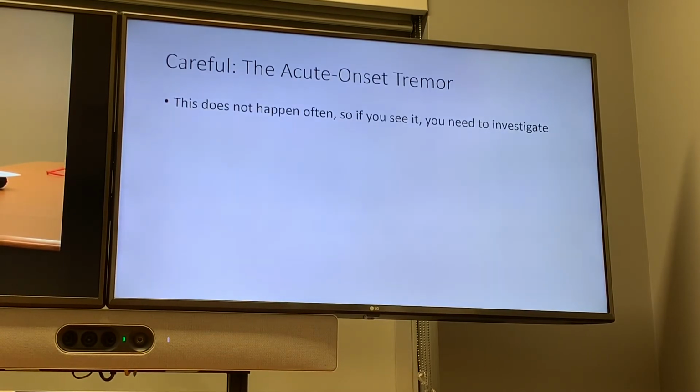Quick talk about the acute onset tremor, since this is one of the more sinister things that you need to be aware of. So this really doesn't happen very often. So when you see a tremor that really started very acutely and built within days, you need to be very careful about how to investigate. As with any kind of acute onset thing, medications can be to blame again. So the same list that we talked about earlier is still very much on your differential.